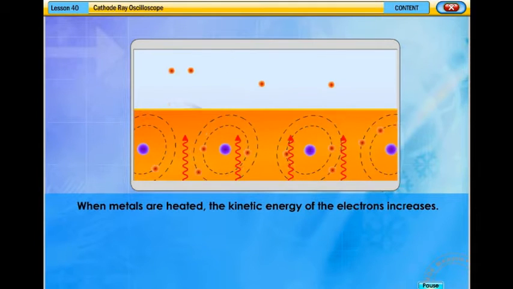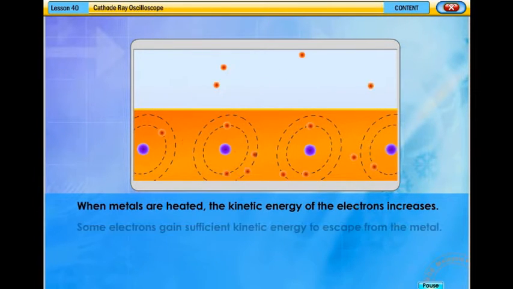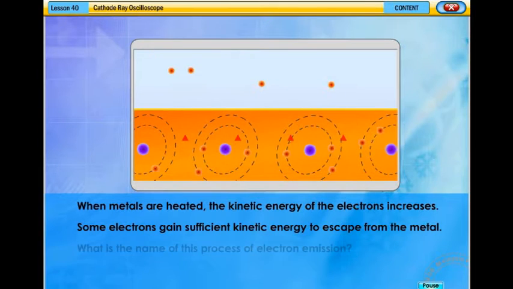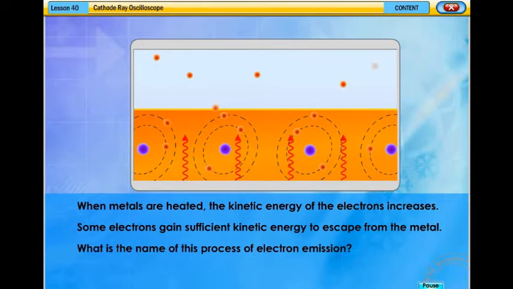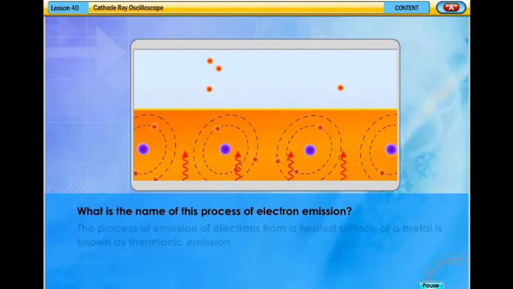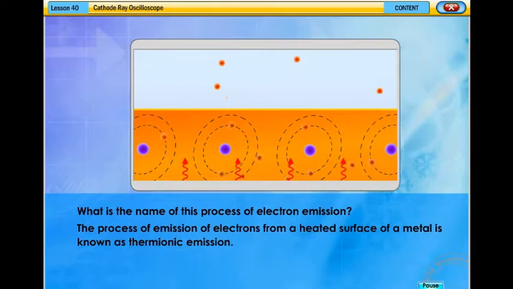When metals are heated, the kinetic energy of the electrons increases. Some electrons gain sufficient kinetic energy to escape from the metal. What is the name of this process of electron emission? The process of emission of electrons from a heated surface of a metal is known as thermionic emission.